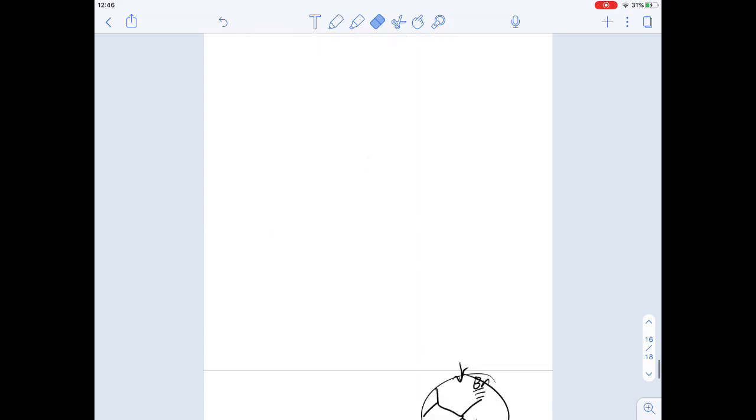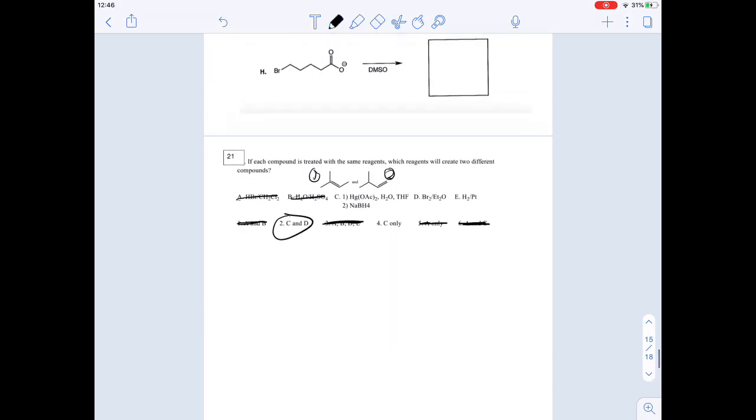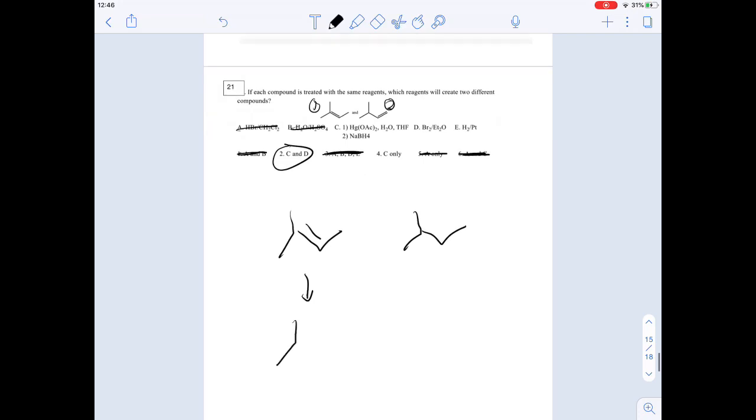I think the only thing left is H2/Pt. And you guys know by now that that just changes a double bond to a single bond. It just adds two H's. So both of the products, if you got rid of the double bonds, would be exactly the same, because this one becomes this one, becomes this one. So that one's relatively easy. And the answer is 2, because I guess this one didn't get a letter.